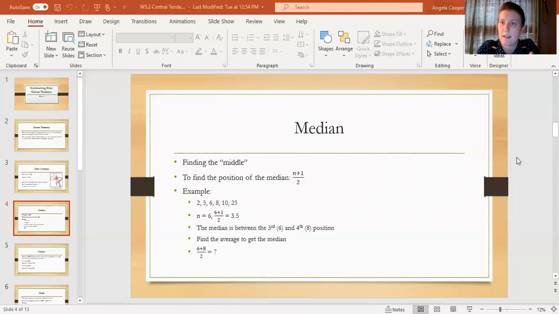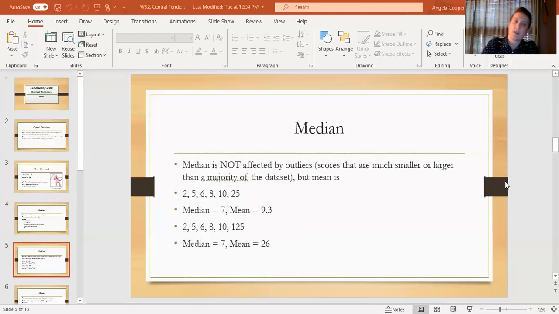So if we look at the data set, since we've lined it up chronologically, meaning from smallest to largest, we'll go between the two numbers of 6 and 8, because those are the 3rd and 4th numbers in the data set respectively, and find the average of the two. So 6 plus 8 is 14, divide by 2. Our median for this sample is 7.